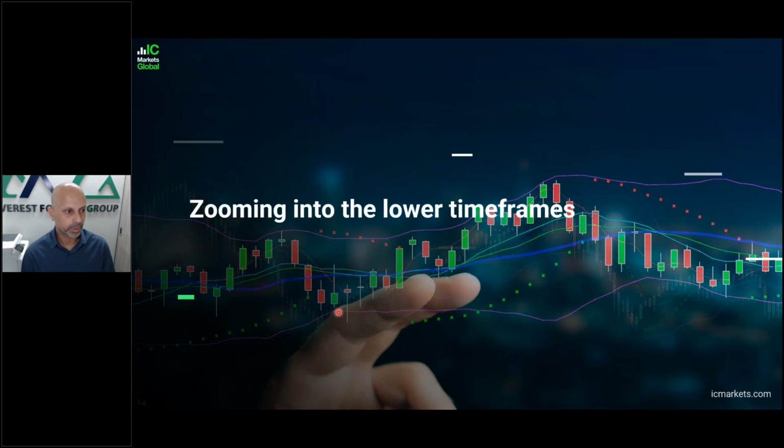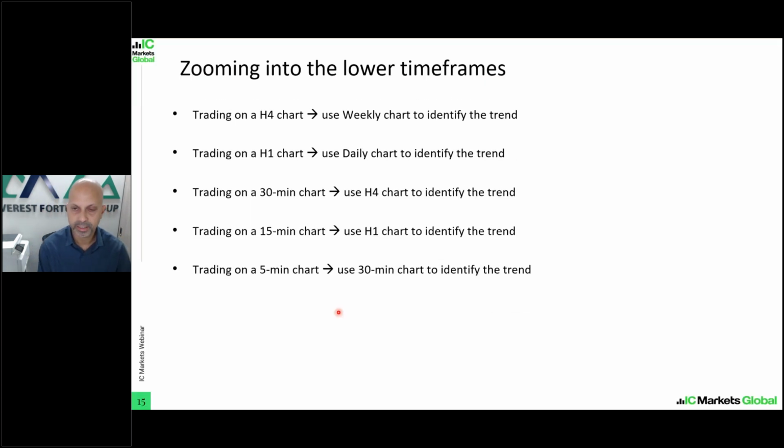Right, okay, so zooming into the lower time frames, this is just, I would say, a general guide. I wouldn't say it's fixed in stone, but generally if you are trading on the four hour or H4 time frame, then typically you would use the weekly chart or time frame to identify the overall trend. And if you're trading on an H1 or hourly time frame, then use the daily chart.